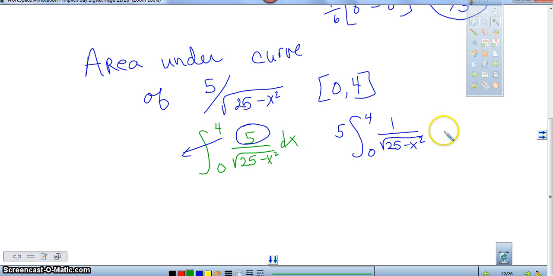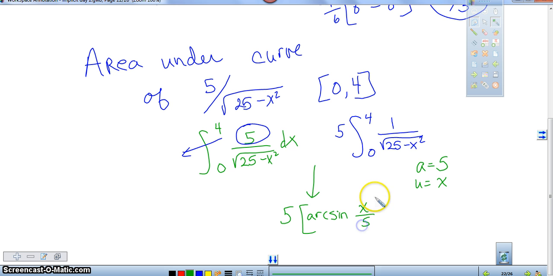And since it is a square root function, that makes me think it's going to be an inverse trig function. And if I'm looking at my rules, it looks like it's an arc sine. So that means a would be 5 and u would be x. If I just follow that rule for arc sine, I'd have 5 times the quantity of the arc sine of x over 5 from 0 to 4.